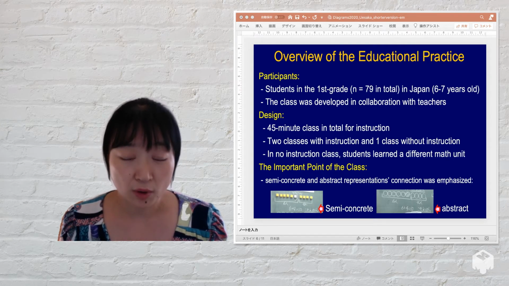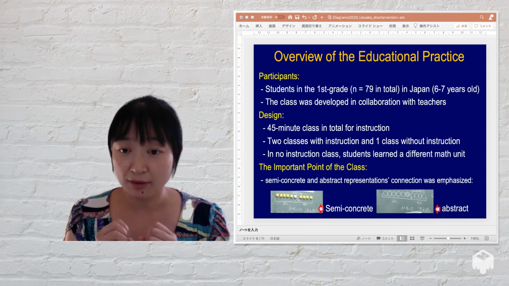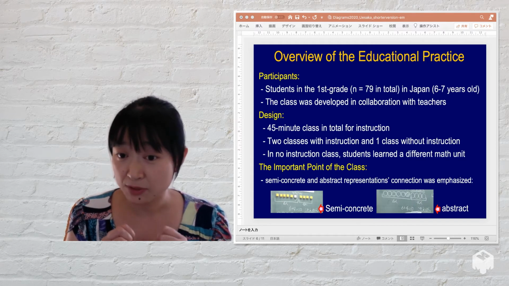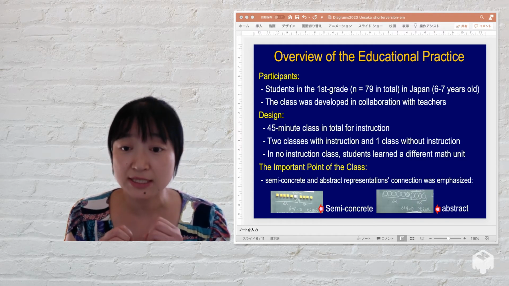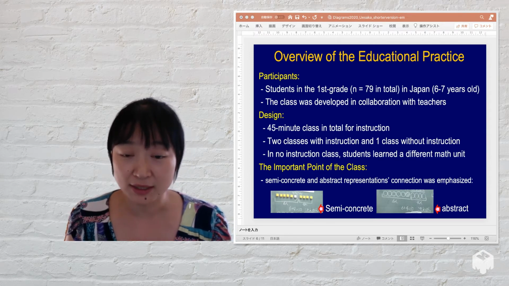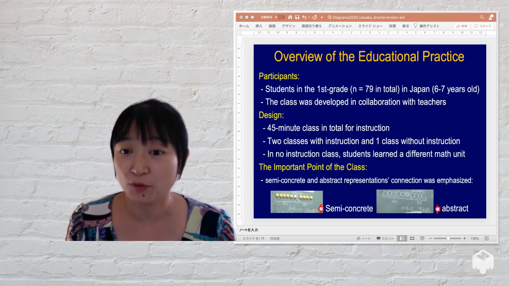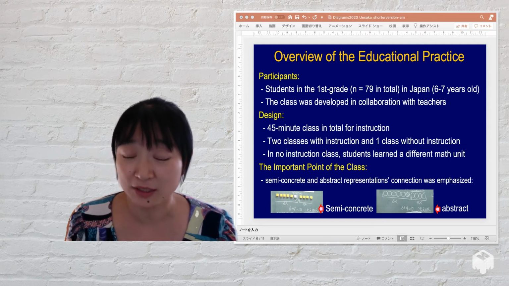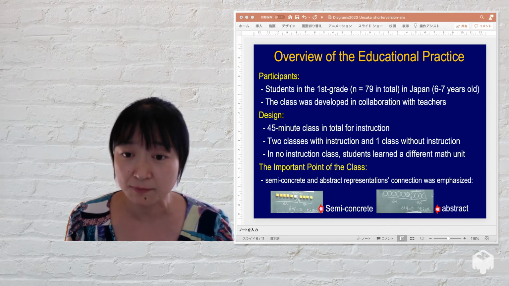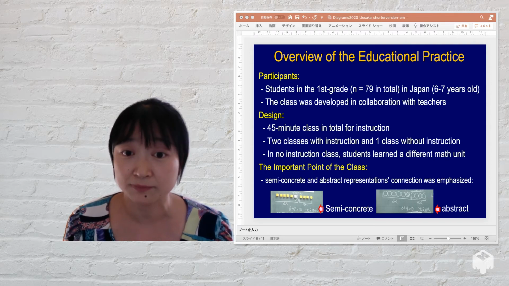Semi-concrete diagrams are the diagrams shown here, the block ones. In these diagrams, an object is represented by a block, a little bit abstracted, but students easily understand because it's movable. The abstract diagram is the one where the objects are represented by circles, and this is very typical for adults, for people who learn mathematics. But for first grade students, it's sometimes a bit hard to understand. For them, understanding that kind of connection is very important.